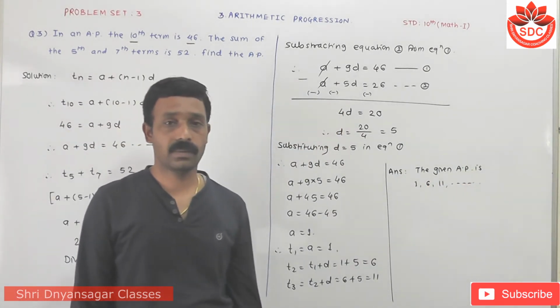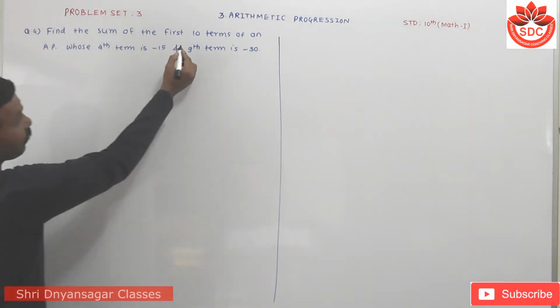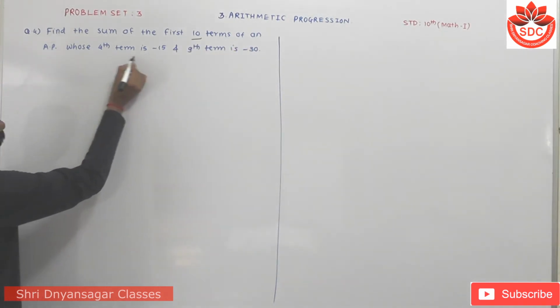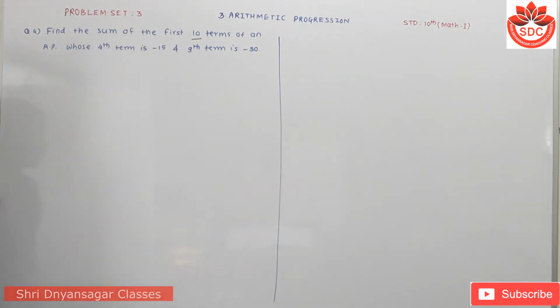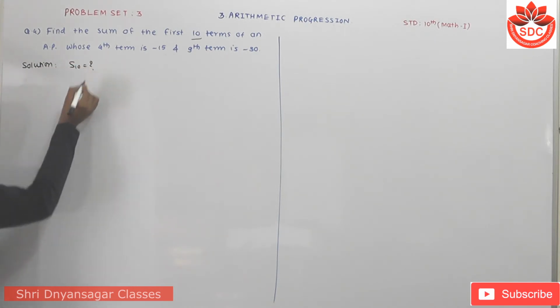Can you understand this? We take the next question. The next question is question number 4. Find the sum of the first 10 terms of an AP whose 4th term and the 9th term are given. Here we have to find the sum of the 10 terms.